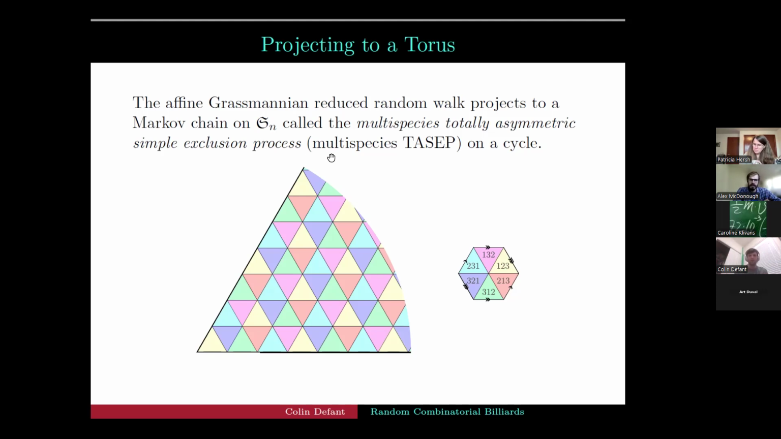Okay, so Lam realized that you could take this affine Grassmannian reduced random walk, which is sort of walking through the fundamental chamber here. And at each step in time, you just project down to the torus. So you're just keeping track of the color of the alcove that you're in. And this is a well-defined, what's called a lumping of Markov chains, or a well-defined projection of Markov chains. This is not obvious, but it's something you can check. That was his key observation, to realize that you get this well-defined Markov chain on the symmetric group. And this ends up being the same as the multi-species totally asymmetric simple exclusion process.